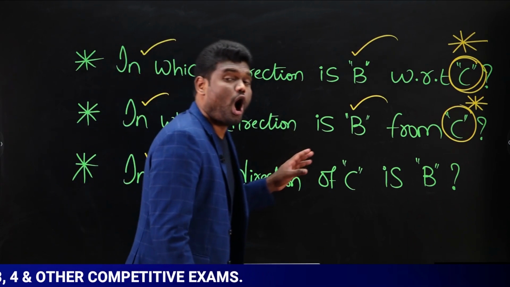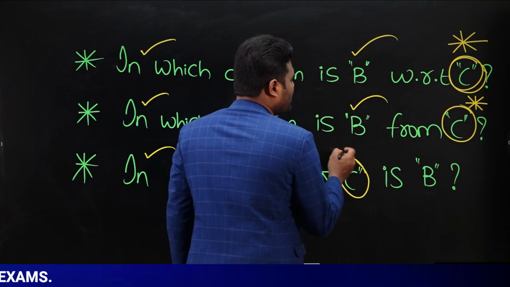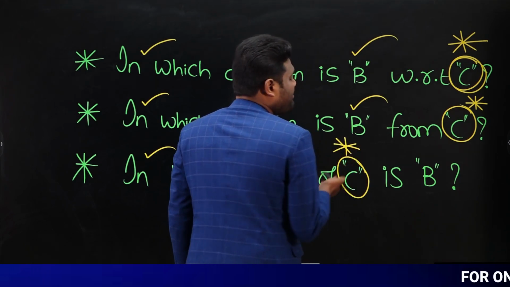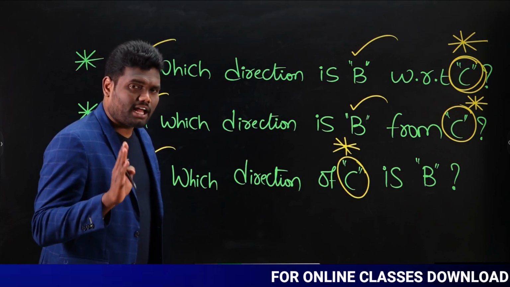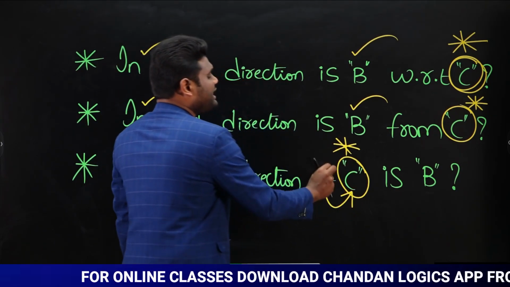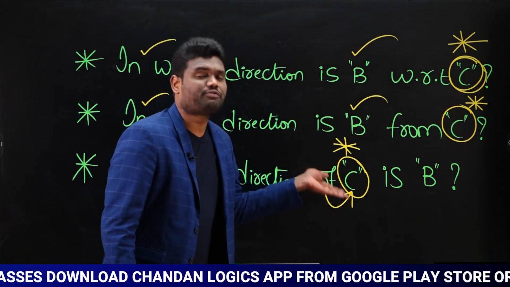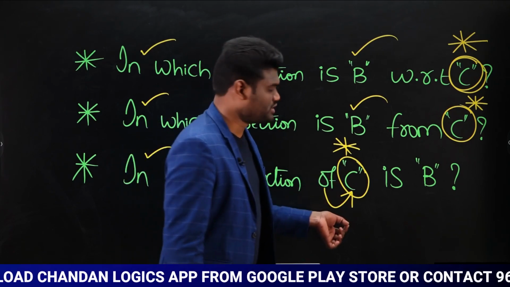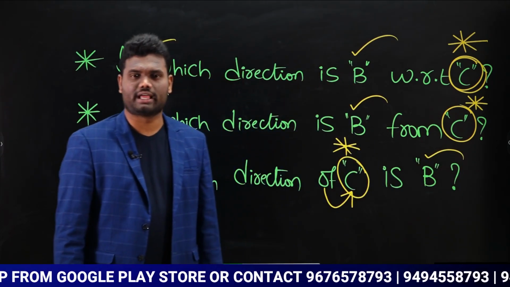In which direction of C? Of C means you are supposed to look from C. Again, many of the students get confused in this statement. Don't get confused. If you are getting confused, remember it in this way: whatever is going to come after "of" is going to be your reference. In which direction of C? Of C means from C if I observe, B is going to be in which direction? Is that clear?